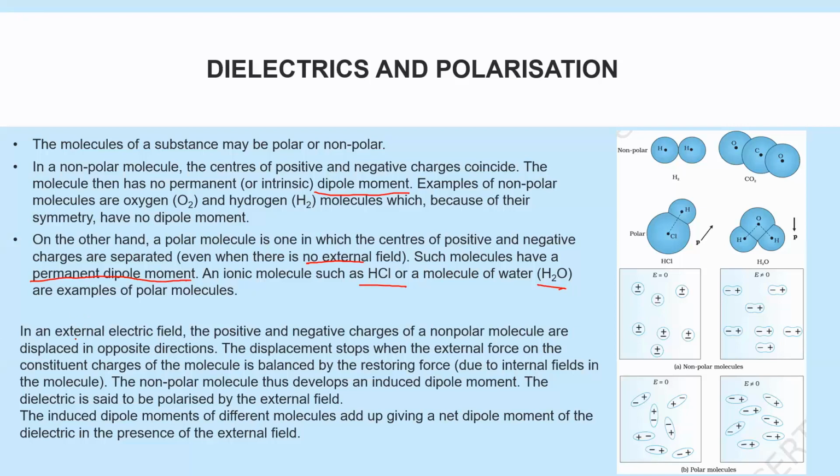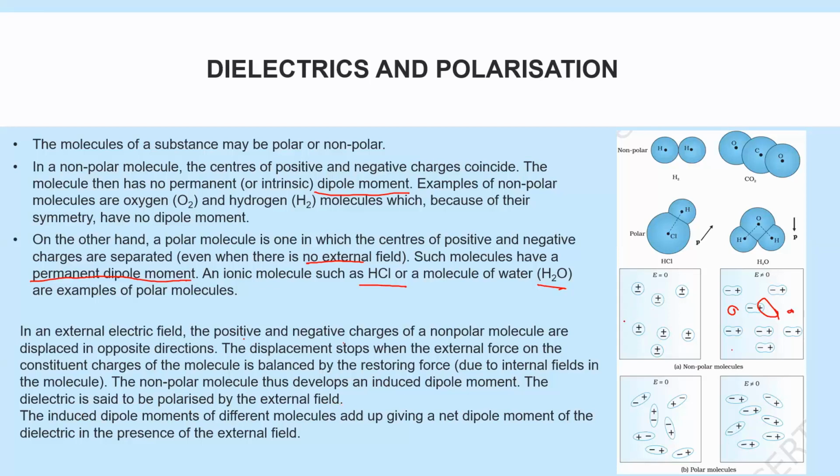In an external electric field, the positive and negative charges of a non-polar molecule are displaced in opposite directions. You can see this is when there is no electric field, and when there is an electric field, they are displaced in opposite directions. The displacement stops when the external force on the constituent charges of the molecule is balanced by the restoring force due to the internal fields in the molecule. So the non-polar molecule develops an induced dipole moment, and the dielectric is then said to be polarized by the external field.